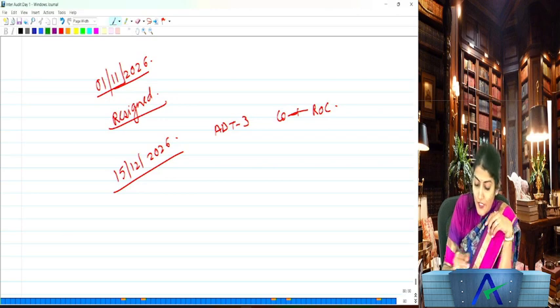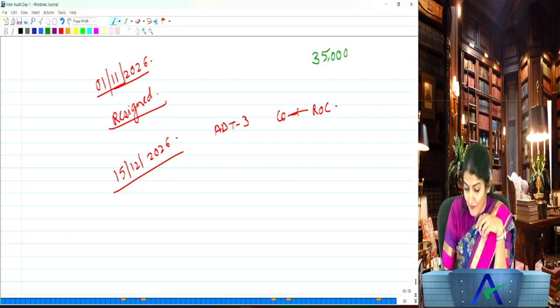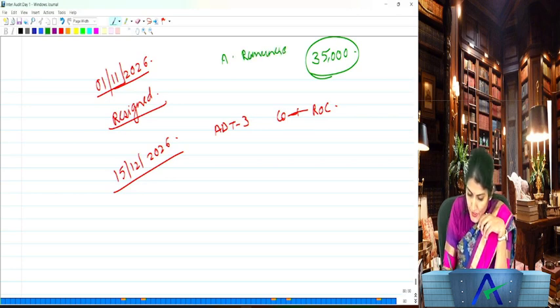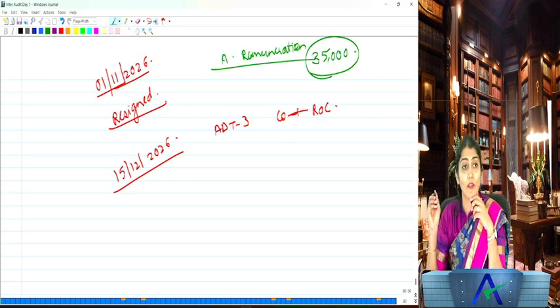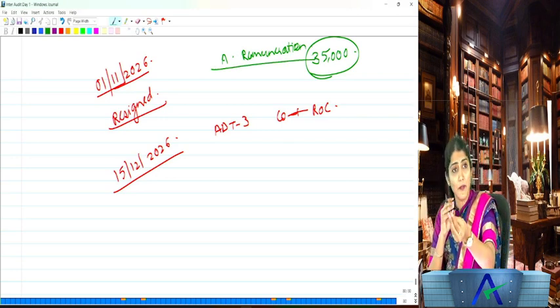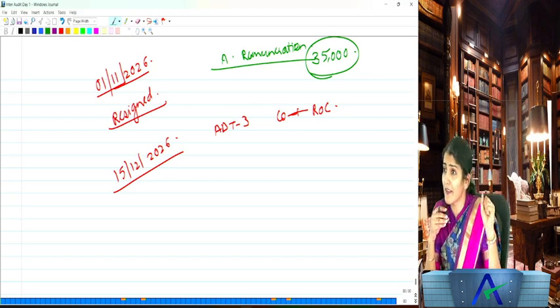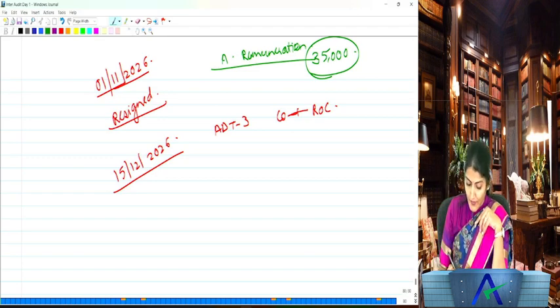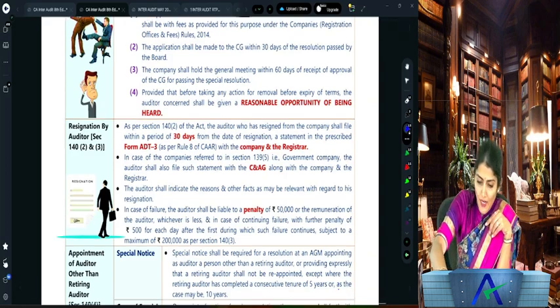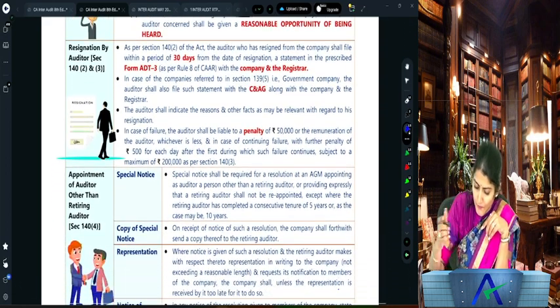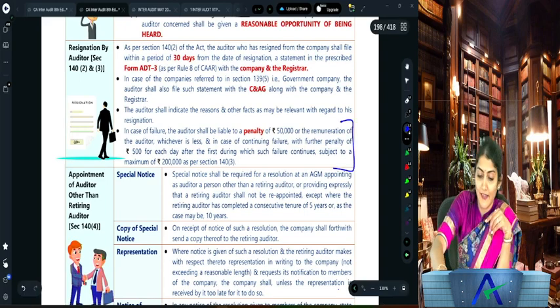Okay, say the remuneration of the auditor was 35,000. What was the remuneration of the auditor? 35,000. Audit fee remuneration, you understand? Very good. Audit remuneration, 35,000. When did he resign? 1st November. When did he file ADT 3? 15th December with the company and the ROC. Now read the provisions over here and tell me how much is the penalty which the auditor needs to pay.